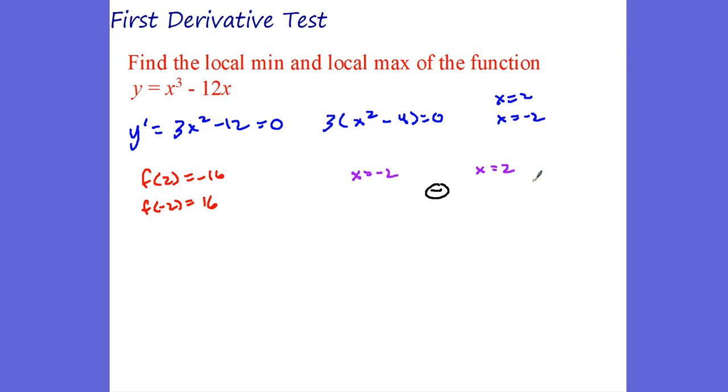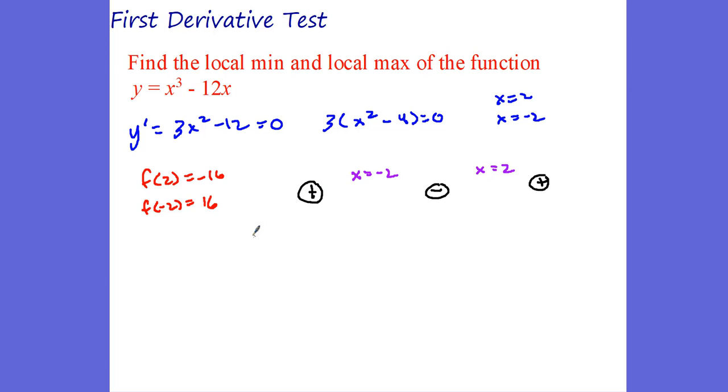Now, let's say we're bigger than 2. Let's say we're like 3. So 3 squared is 9. 9 times 3 is 27. 27 minus 12. We're going to get a positive value. And let's plug in a number lower than negative 2. So negative 3. Negative 3 squared is 9. 9 times 3 is 27. 27 minus 12 is a positive value.